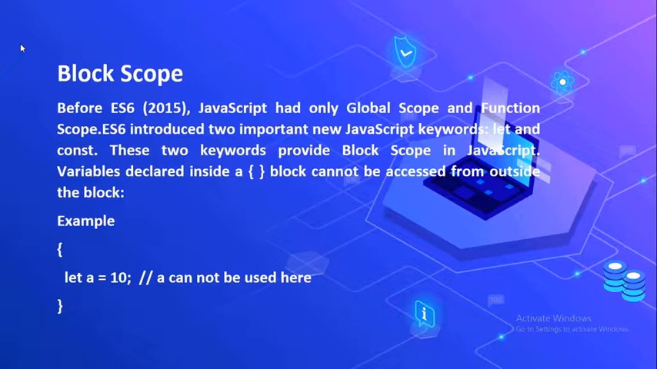Block scope. Before ES6, that is 2015, JavaScript had only global scope and function scope. ES6 introduced two important new JavaScript keywords, let and const. These two keywords provide block scope in JavaScript. Variables declared inside a block, or inside curly braces, cannot be accessed from outside the block. Example: inside curly braces, let a = 10.